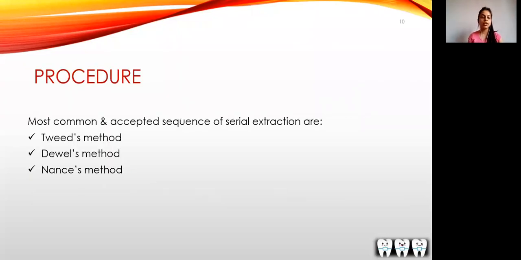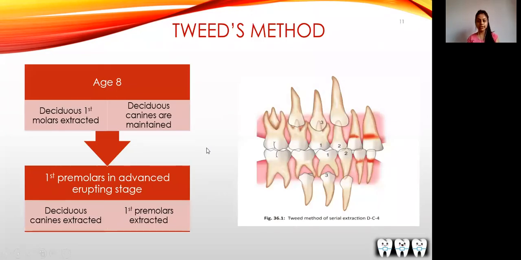Next are the procedures which are undertaken during serial extraction. The most common procedures are the Tweed method, Dewey's method, and Nance method. Now let's talk about the Tweed method. The sequence of extraction in the case of the Tweed method is DC4.